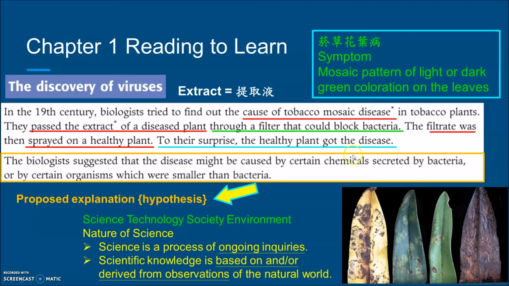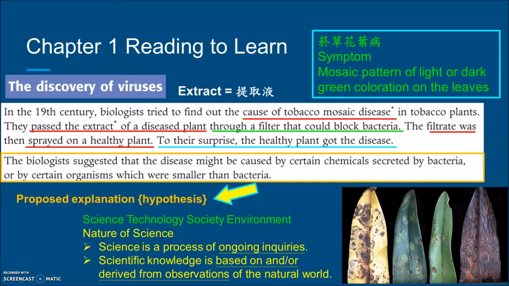So we go back to the paragraph. After they did the experiment to investigate this disease, they found a diseased plant and extracted something from the plant. They passed the extract through a filter that could block the bacteria. That means the filtrate doesn't contain any bacteria, because the bacteria should be filtered away. Then they sprayed the filtrate onto a healthy plant.